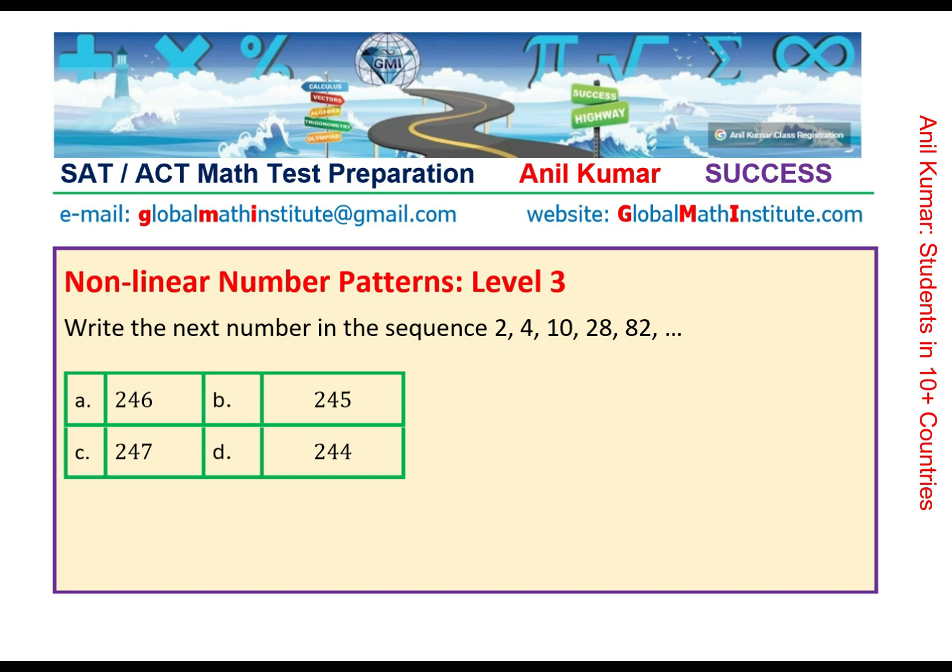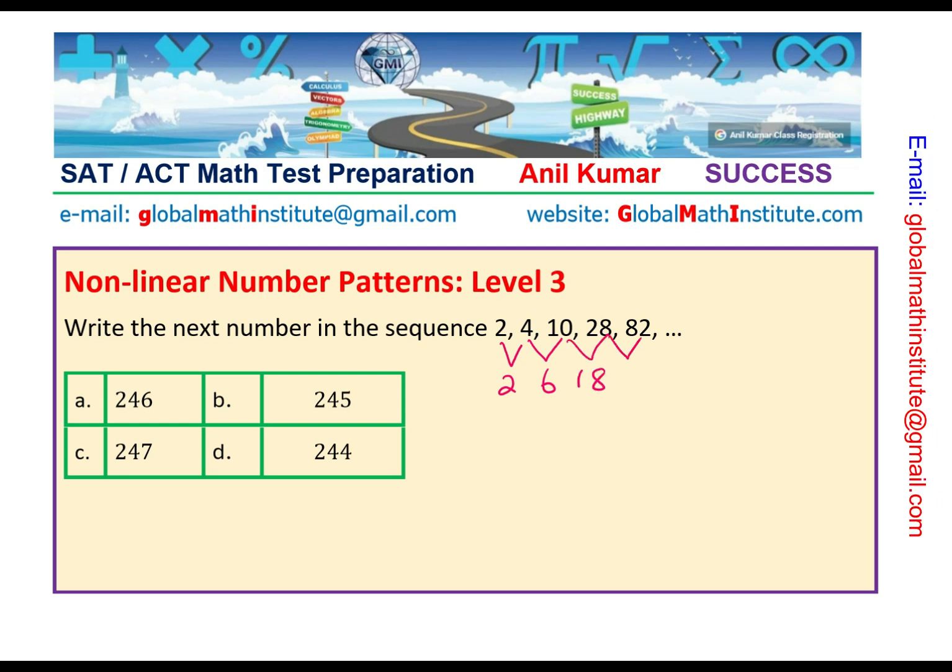Here, write the next number in the sequence, right? So let's follow the rule. First difference is 2, then it is 6, then it is 18, and then how much? Well, from 12, if I take away, it is 4, and 7 and 2 will give me 5, right? 54.